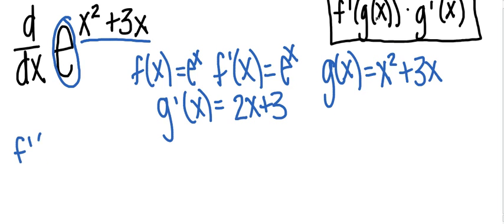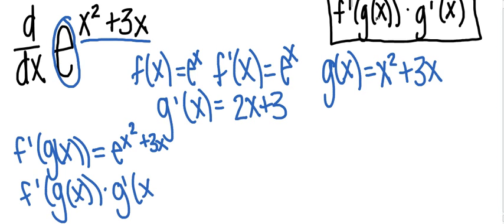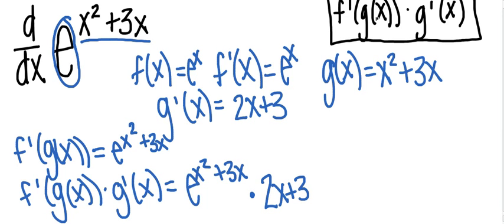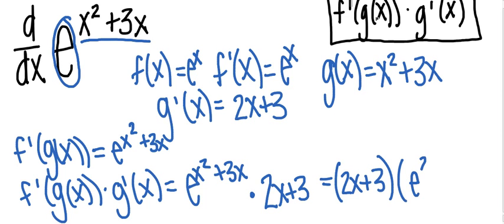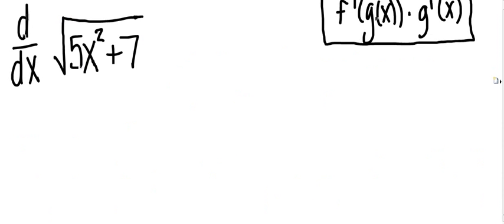F prime of g of x equals e to the x squared plus 3x. F prime of g of x times g prime of x equals e to the x squared plus 3x times 2x plus 3. This can be rewritten as 2x plus 3 times e to the x squared plus 3x. Let's do another example. We'll take the derivative of the square root of 5x squared plus 7.